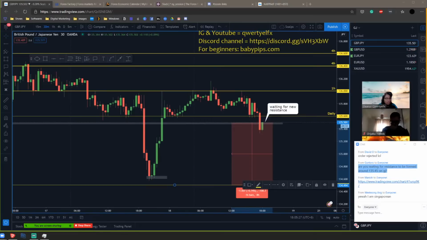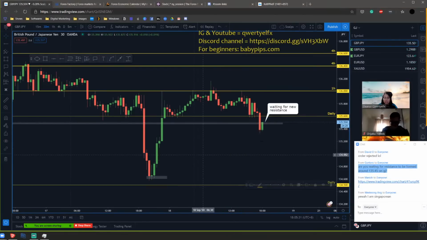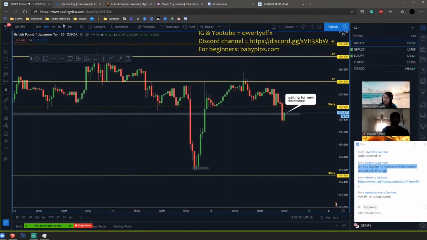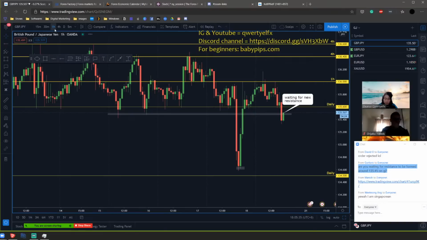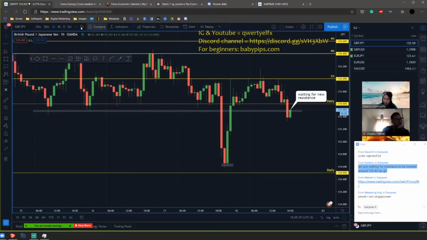Would you consider resistance on 15 or wait for 30? GJ. Let me see. 15, Niranjan, because the hour just closed bearish through, so 15.